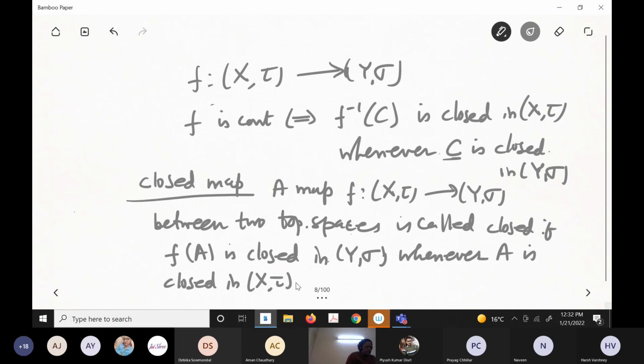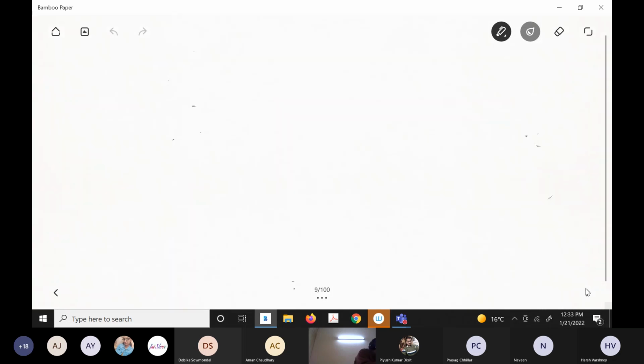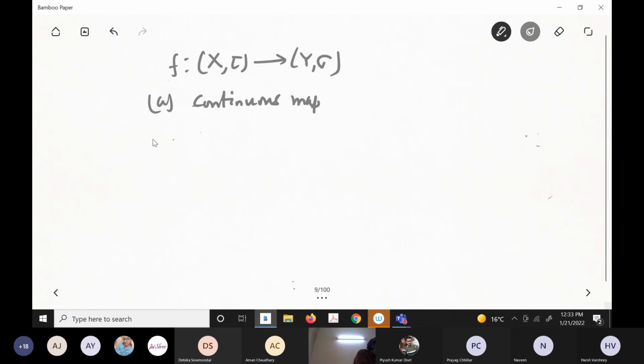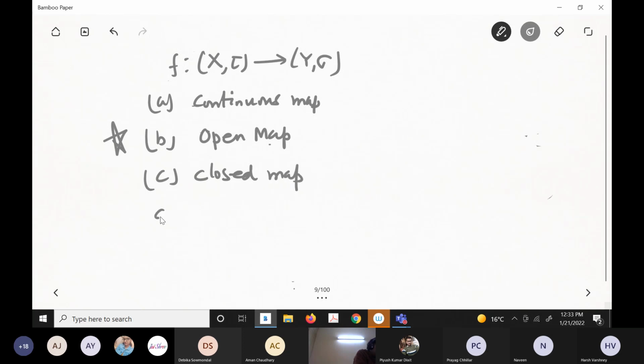So that means, look, what I have defined before is continuity. First you could define a continuous map. Then you could define an open map. Then make sure you also define a closed map. That means it sends open sets to open sets, and it sends closed sets to closed sets. And finally, the homeomorphism. But here you need a bijection.